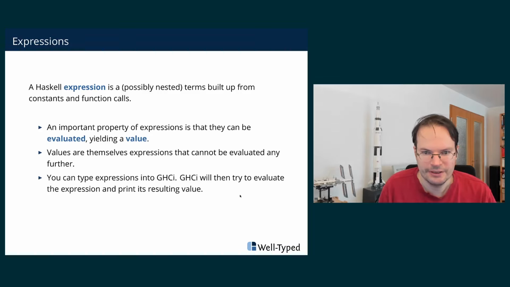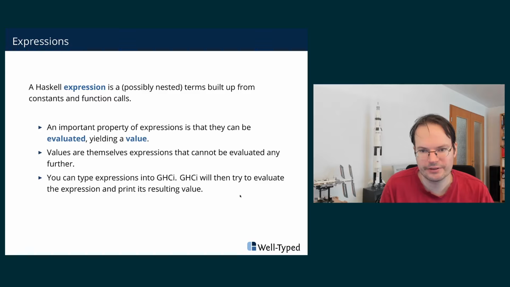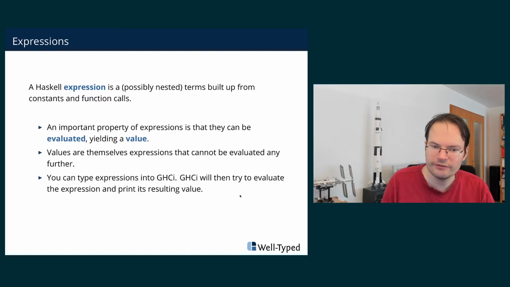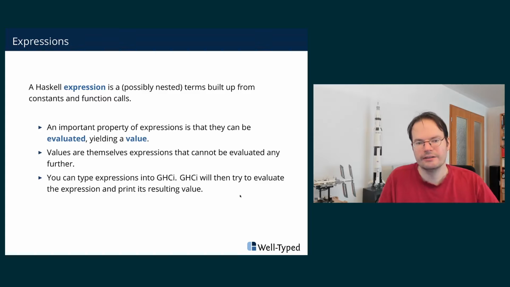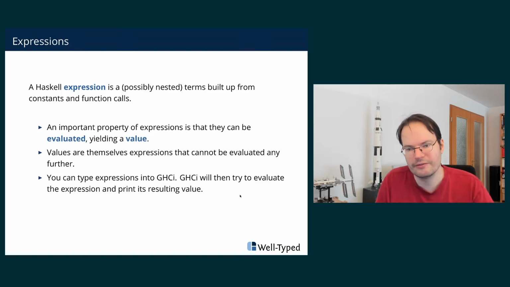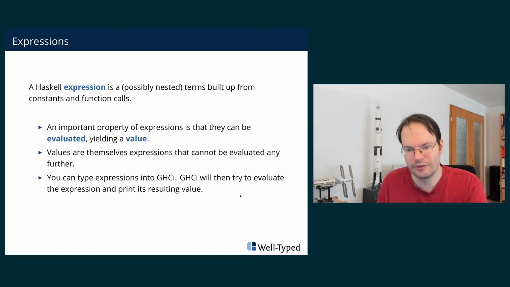One important property that distinguishes expressions from other syntactic categories in the Haskell language is that expressions can be evaluated. Sometimes this is also called reduction. Expressions can be reduced. And if an expression is fully evaluated, then the result is called a value. Values are themselves expressions, right? They can also be evaluated, but they will evaluate to themselves. So they cannot be evaluated any further.